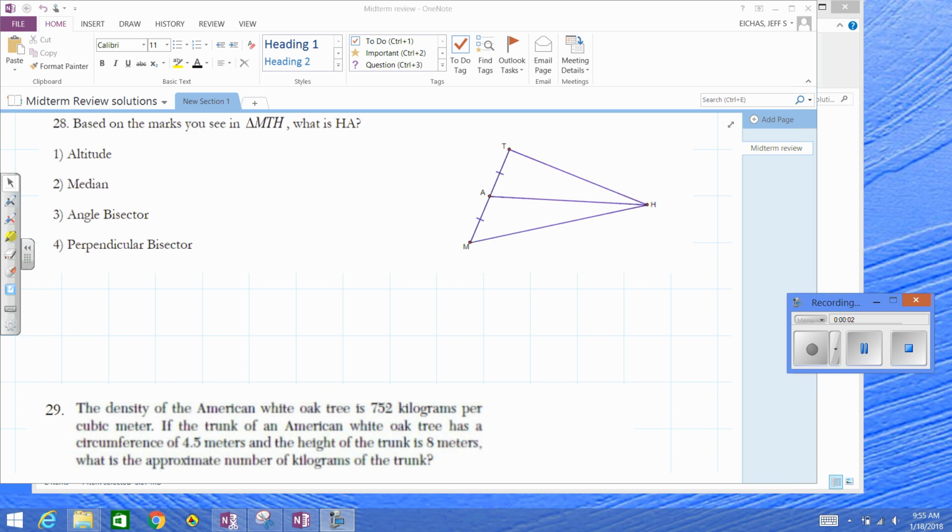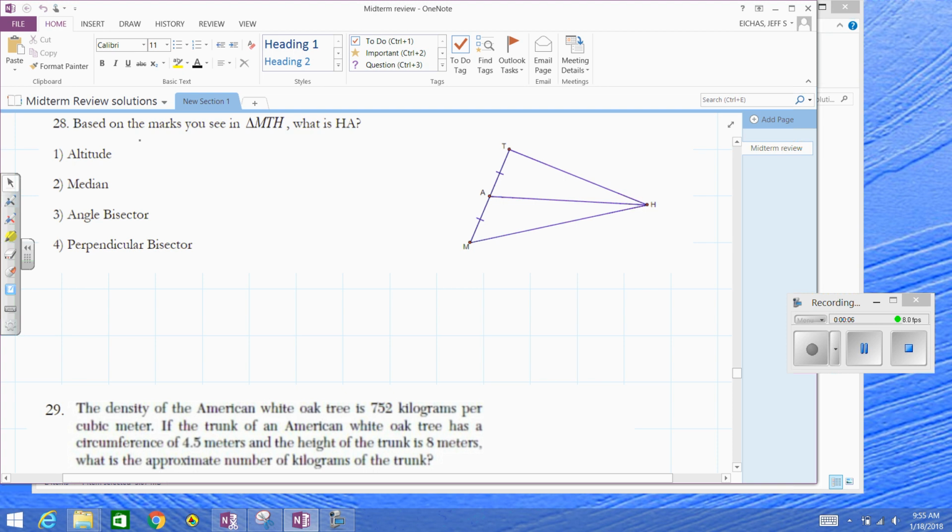More review solutions for the midterm. Number 28 here: based on the marks you see in triangle MTH, what is HA?